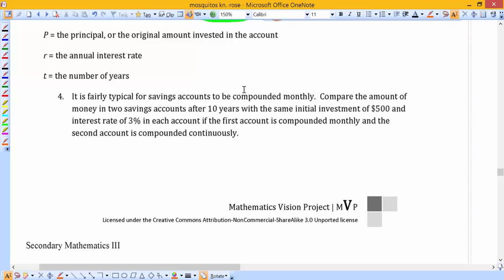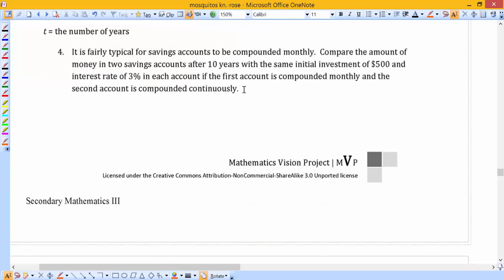So here we go. It's very typical for savings accounts to be compounded monthly. That's mine. I get like a penny or two a month. I wish it was continuously. Compare the amount of money in 2 savings accounts after 10 years. So that is my time.